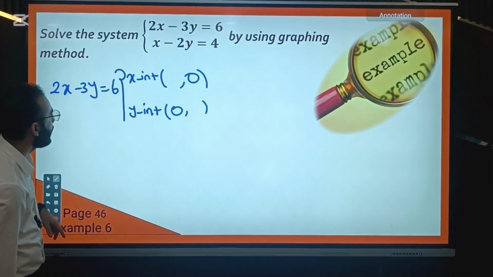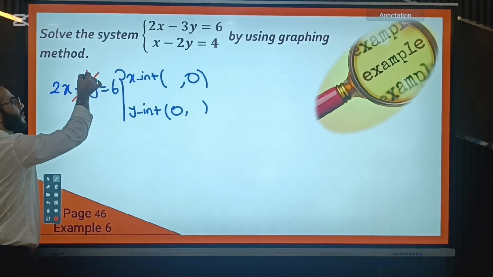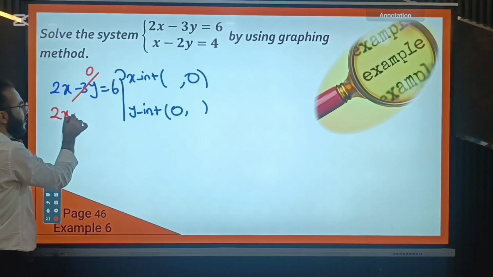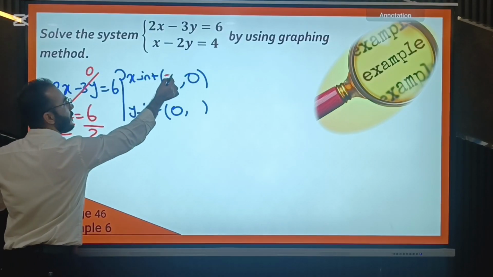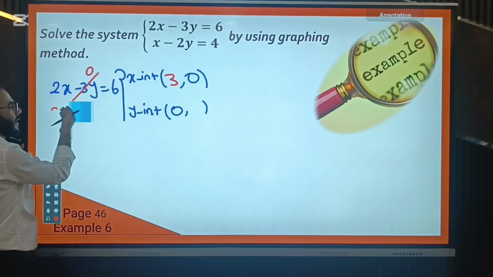in x-intercept, y is 0, so make the terms of y 0. What will remain? 2x equals 6, divided by 2, divided by 2. 6 divided by 2 should be 3. That is regarding the x-intercept.